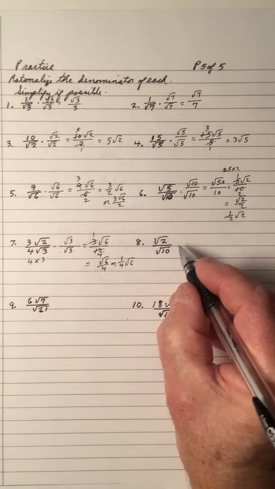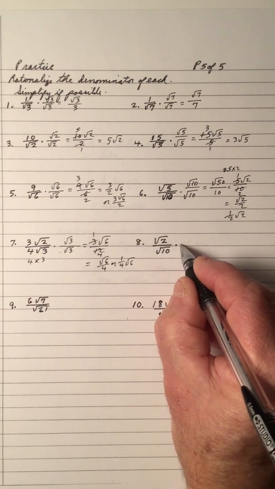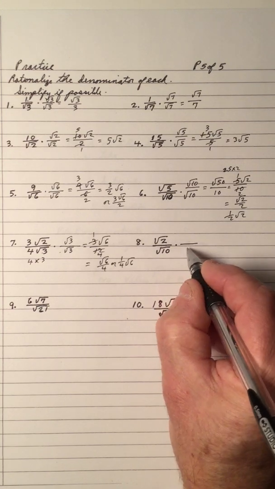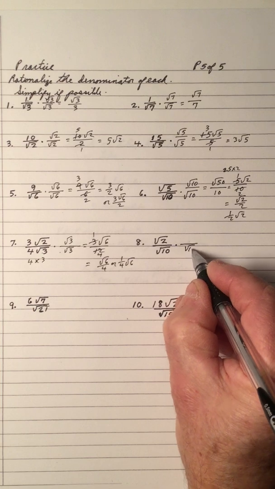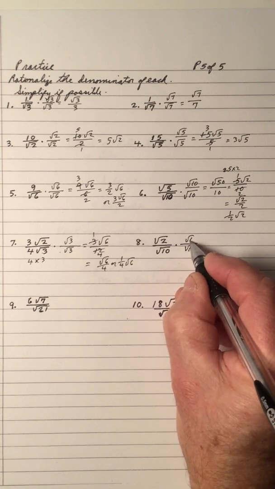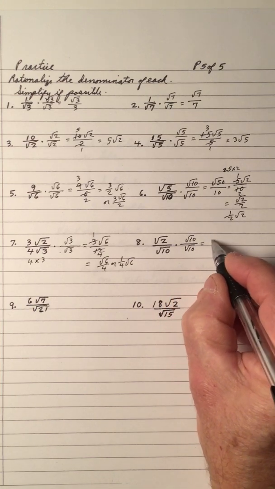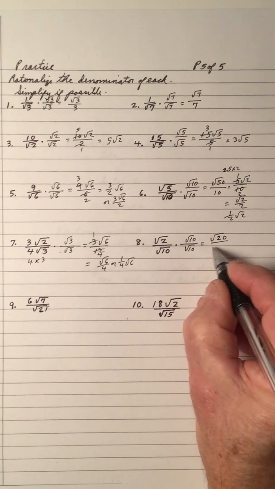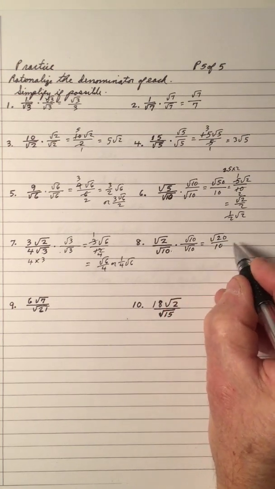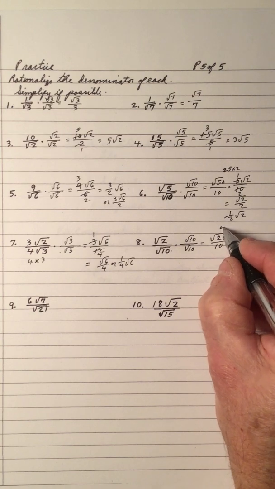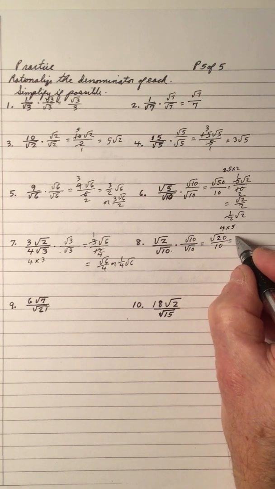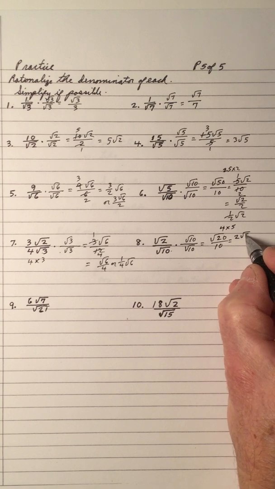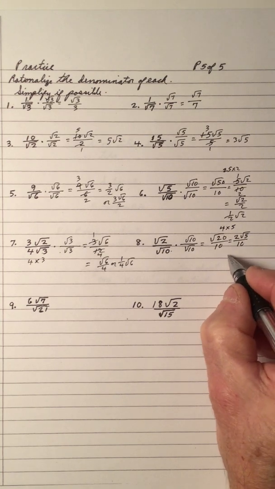And number 8. We cannot have a radical in the bottom. We want to rationalize the denominator. We multiply by the conjugate of root 10, which is root 10. Multiply the top by root 10 to balance it. So that's root 20 all over root 10 times root 10, which is 10. The root of 20 is root of 4 times 5. So that becomes 2 root 5 over 10.